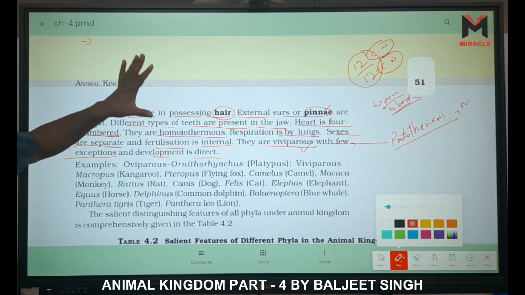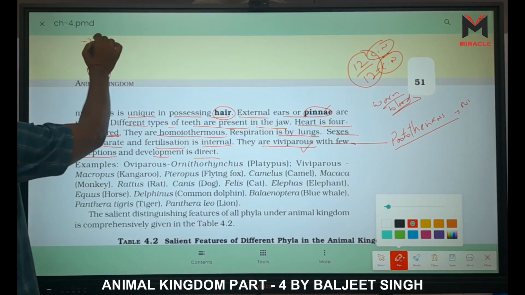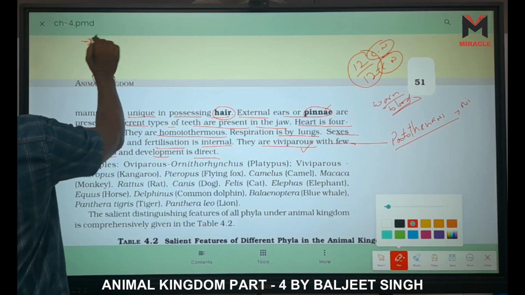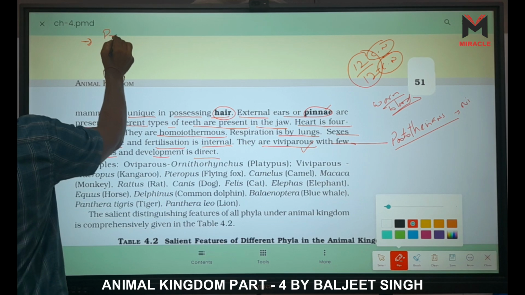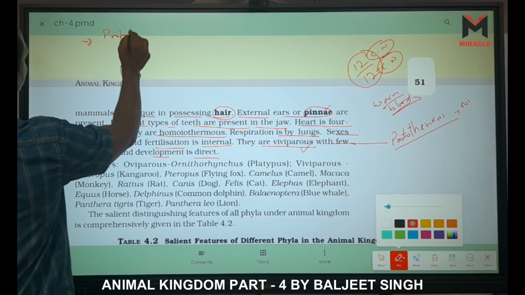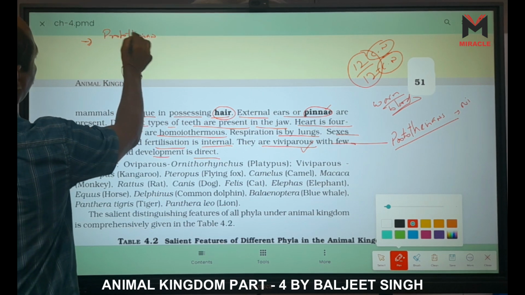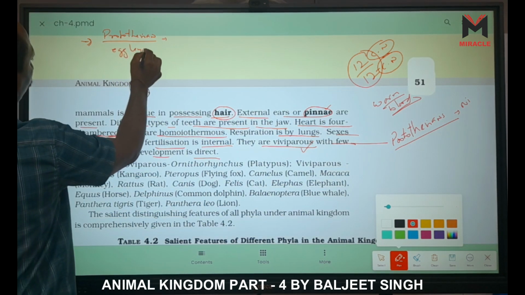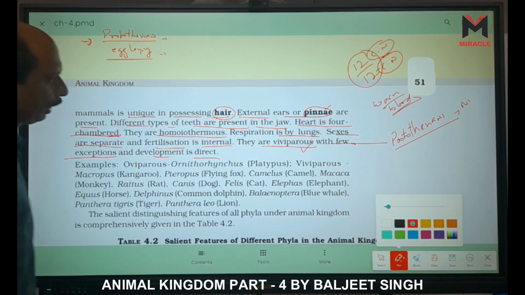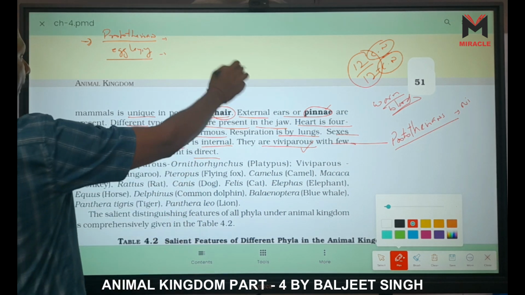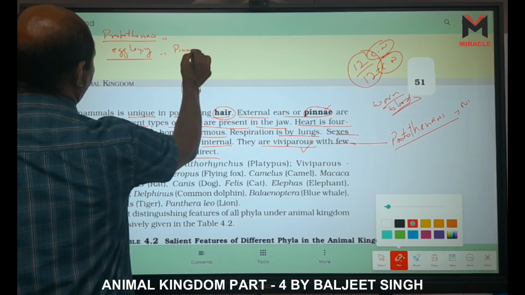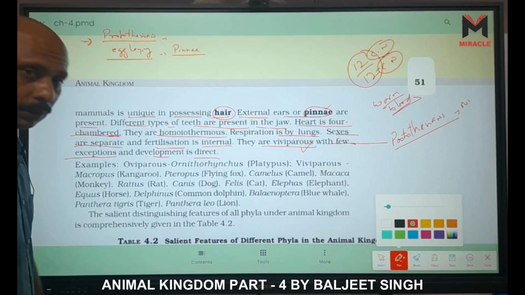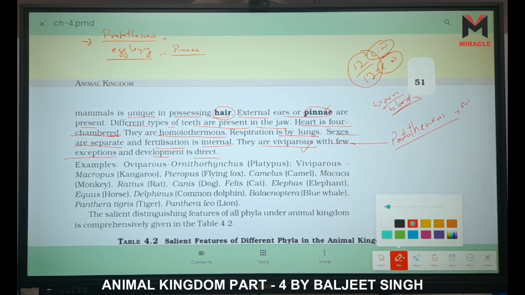That means this class Mammalia is further divided into three subclasses. The first one is Prototherian. Prototherian means egg-laying. In Prototherian, what happens? The ear pinna is absent. First difference, ear pinna is absent.